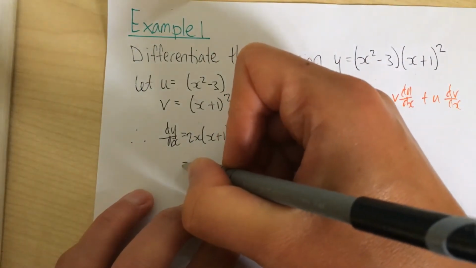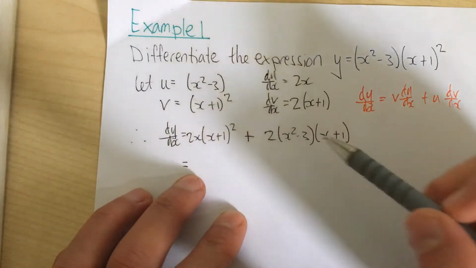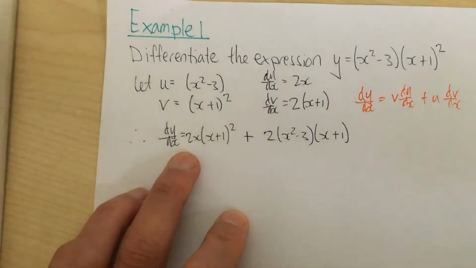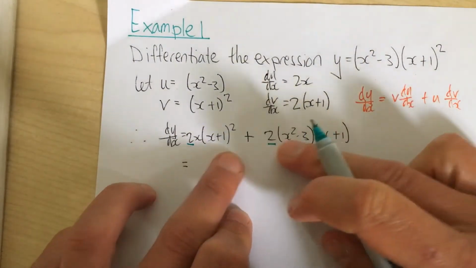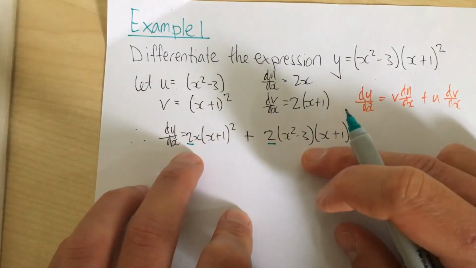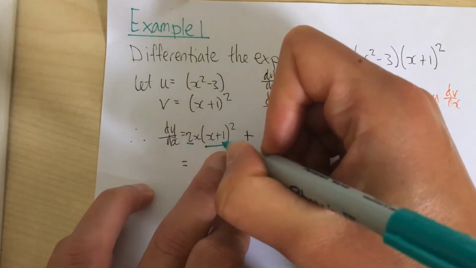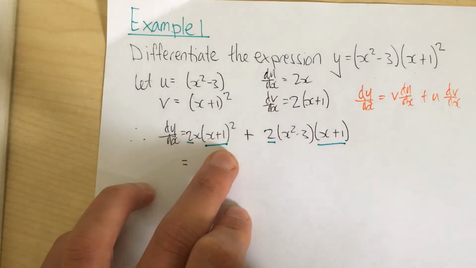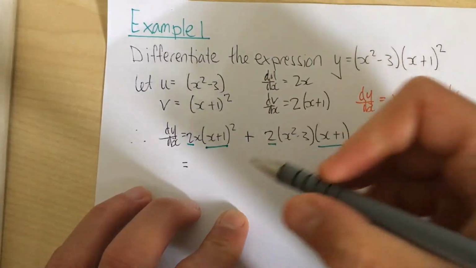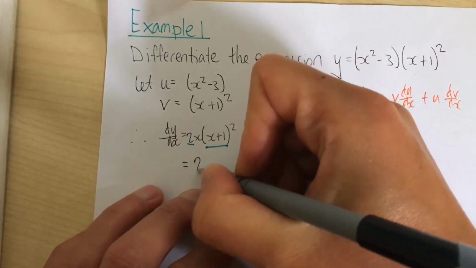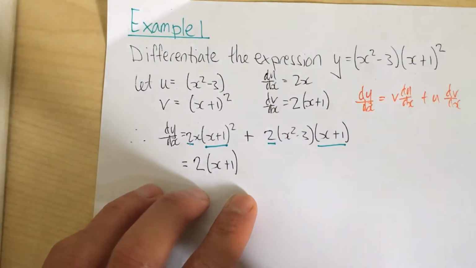So dy by dx equals, well, I'm going to tidy this up by looking for common factors. Well, what have we got? 2 is a common factor of both of these terms here. What else? We've got x plus 1 here, and here we've got x plus 1 multiplied by x plus 1. So x plus 1 is a common factor of both of these terms. So let's take out the common factor, 2 times x plus 1. So what am I left with?